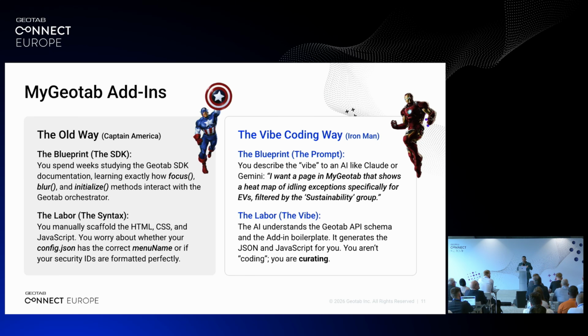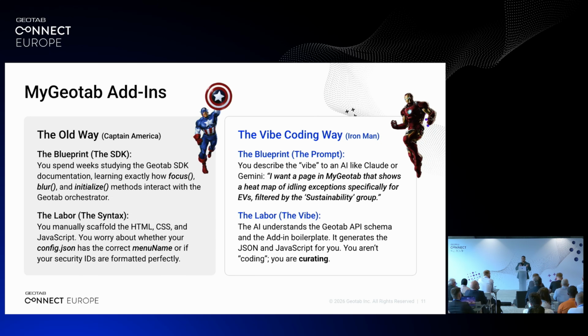The old way, basically the Captain America way. You have the blueprint, which is the SDK. You need to know how to use the SDK, and then you have the syntax. You need to know how to code. The vibe coding way, the Tony Stark way, now you have Jarvis, right? You don't need to know how to code. You just tell Jarvis, I want my suit more red. I want this weapon on my shoulder, things like that, right? The blueprint is the prompt.